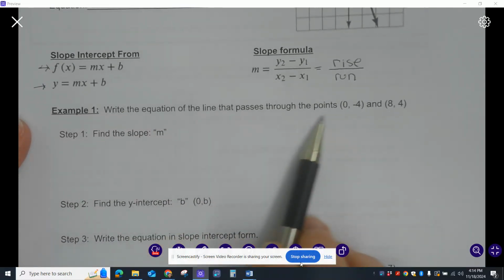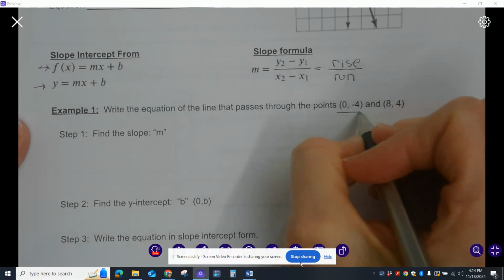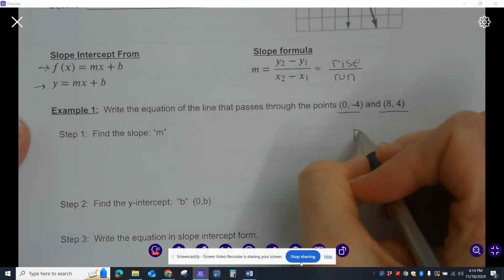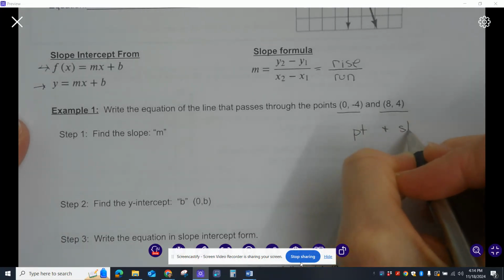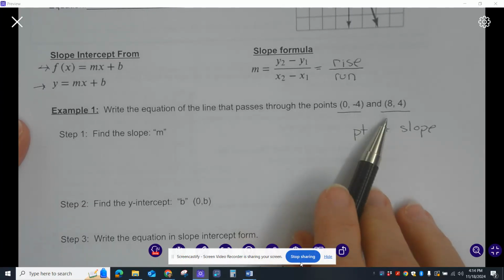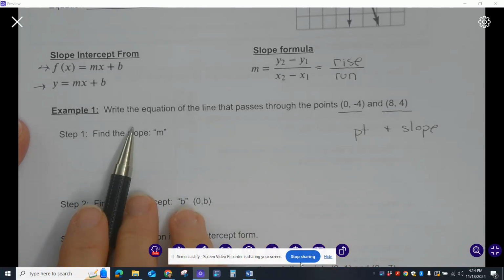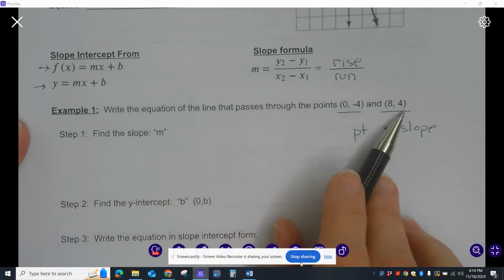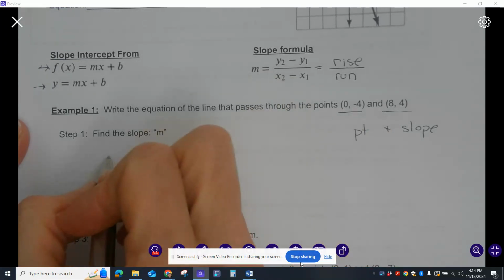Okay, write an equation of a line that passes through these points. So what do we need to write an equation of a line? We need a point and a slope. Well, we have 2 points here, but we don't have a slope. But we can find a slope if we have 2 points. We can use our slope formula to find the slope using these 2 points.